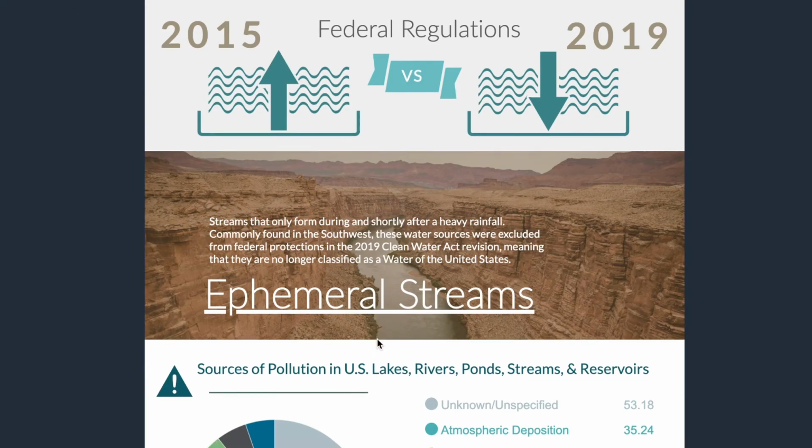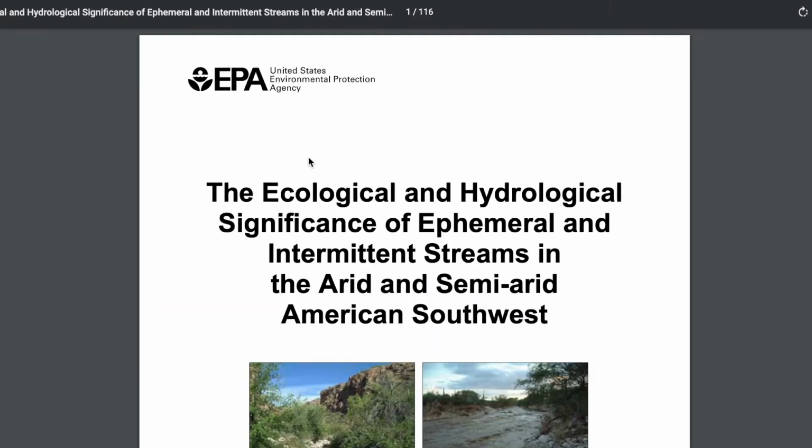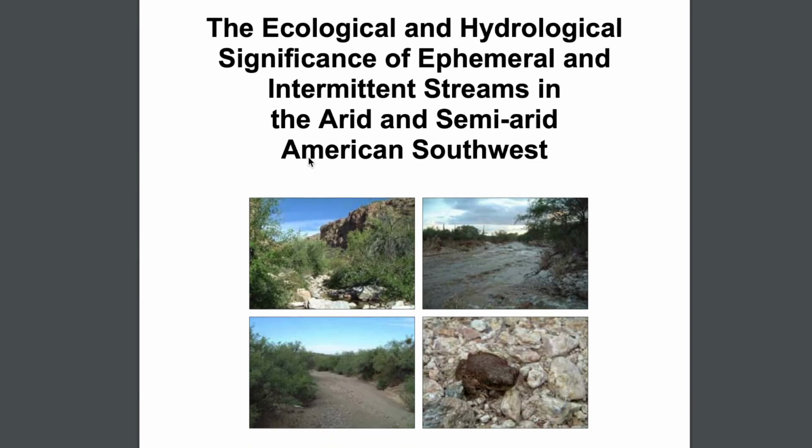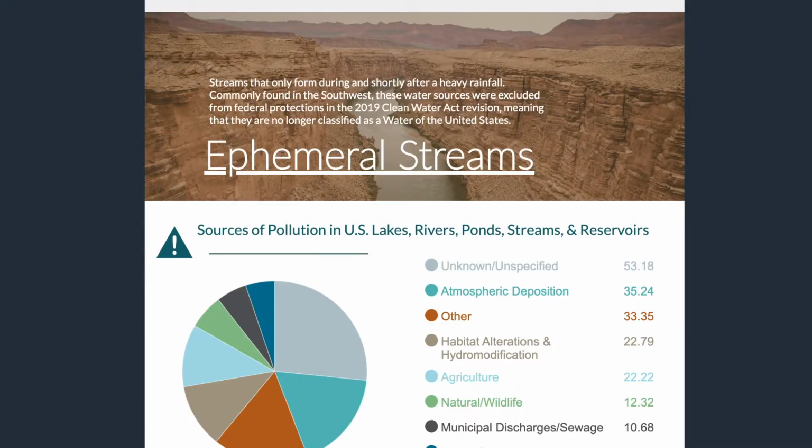And so with that, I felt it was important to highlight a key term, which was ephemeral streams. Again, this involves a clickable link that takes you to an EPA study about how these ephemeral streams have impacts, especially in the American Southwest. The idea with embedding these links was to create a still simplistic infographic, but also for people that are interested, they can click to see what else is there.